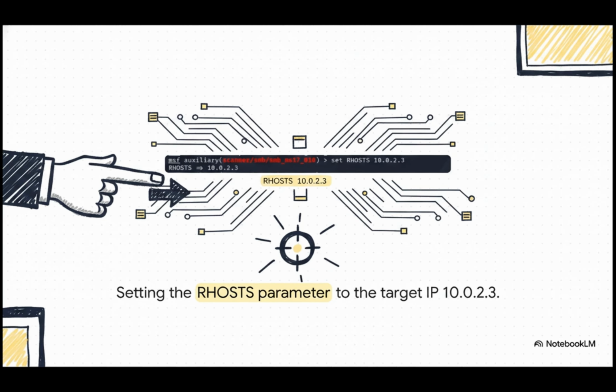Here, the attacker loads up the MS17-010 scanner and points it directly at the target computer's IP address. By setting the RHOSTS, which just stands for remote hosts, to 10.0.2.3, the attacker is explicitly telling Metasploit, hey, focus all your firepower right here.